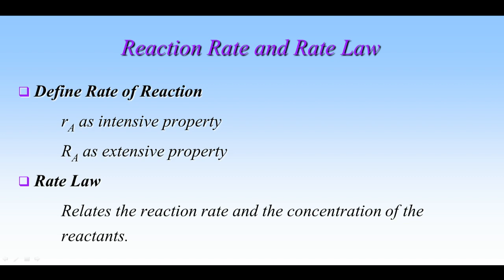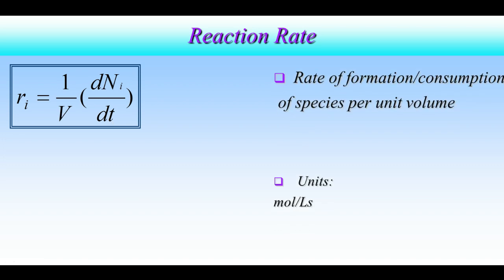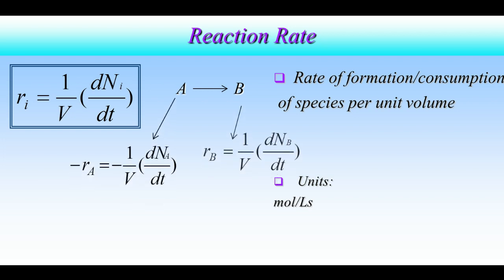Let's have a quick overview. The rate of reaction tells us the number of moles of a component generated or consumed per unit time per unit volume. N refers to the number of moles and the subscript refers to the component. Suppose we have the reaction A goes to B. Let's write two expressions for the reaction rate, one with respect to the reactant and the other one with respect to the product.